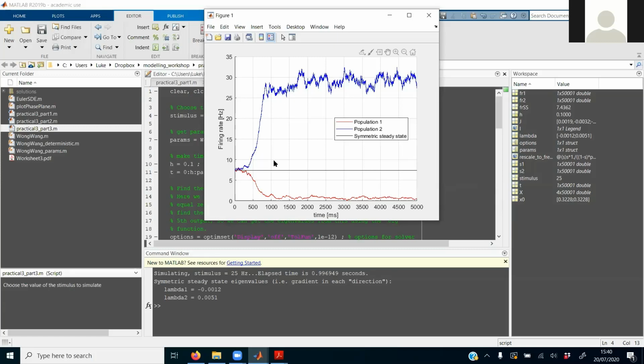So finally, I ask you to fill in the blank. If a steady state changes from unstable to stable, or stable to unstable, as a parameter is varied, a blank has occurred. And the word that I was looking for here was bifurcation. It means a bifurcation has occurred if the steady state has changed from stable to unstable.